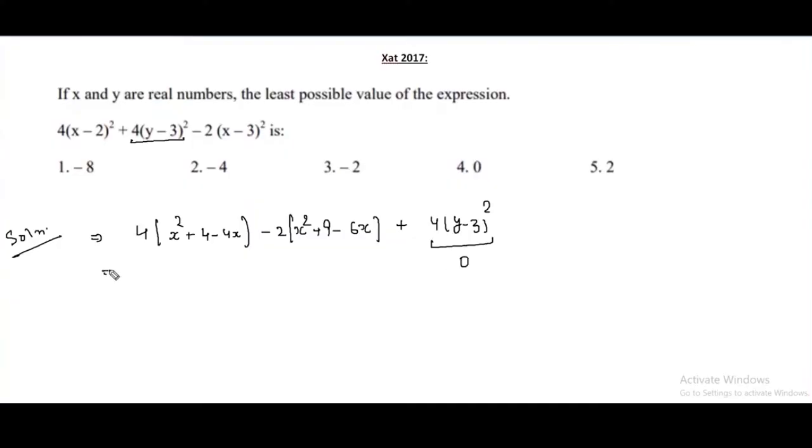Minimum value is 0. So open it, 4x square minus 2x square, I'll get 2x square. 16 and minus 18, I'll get minus 2. That is minus 16x, and that is plus 12x, that is minus 4x.